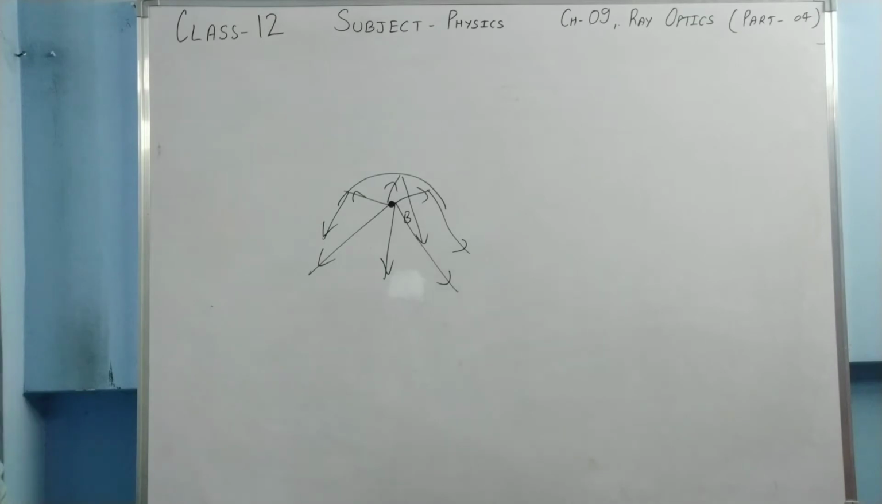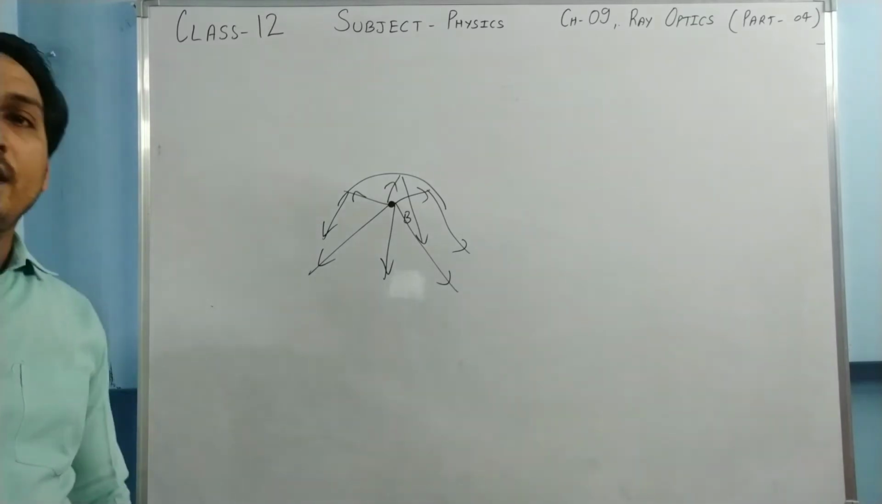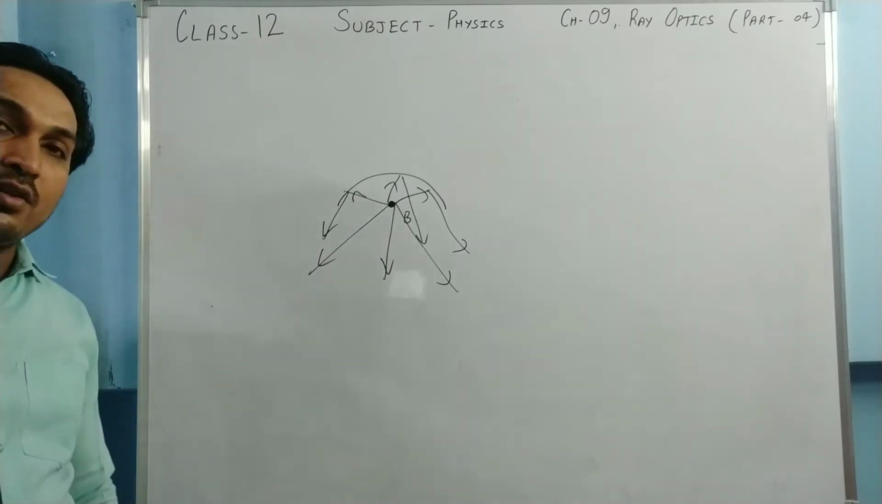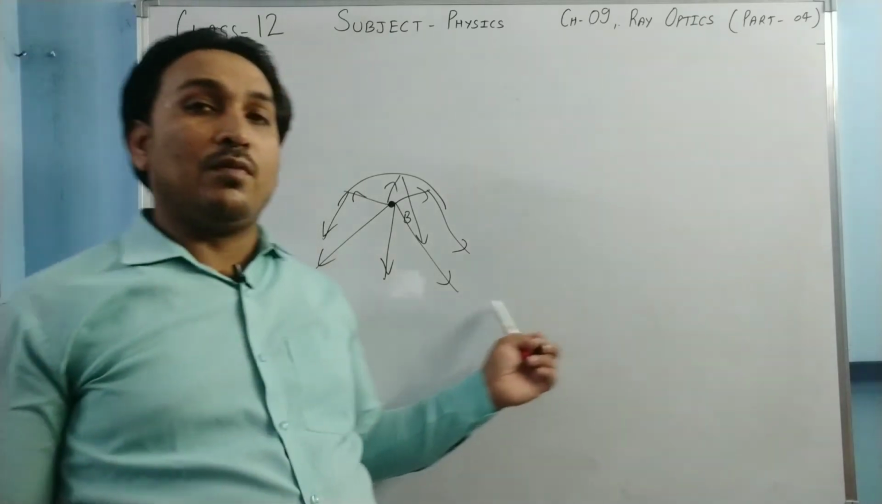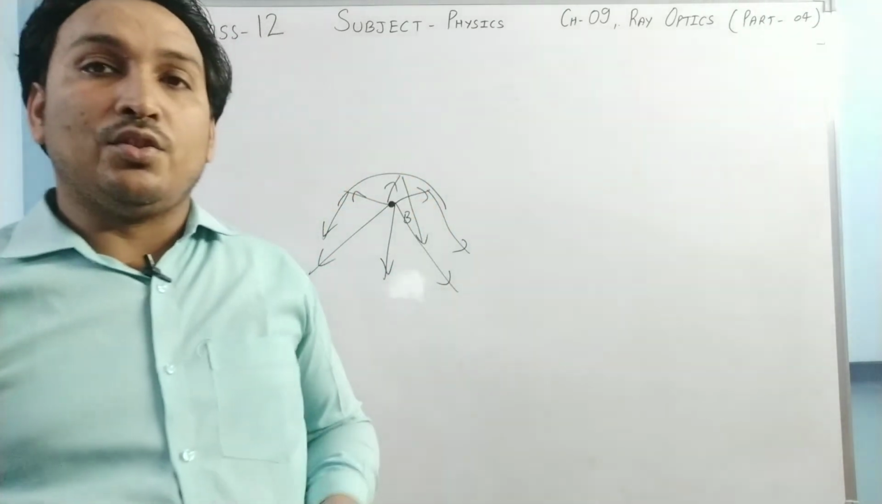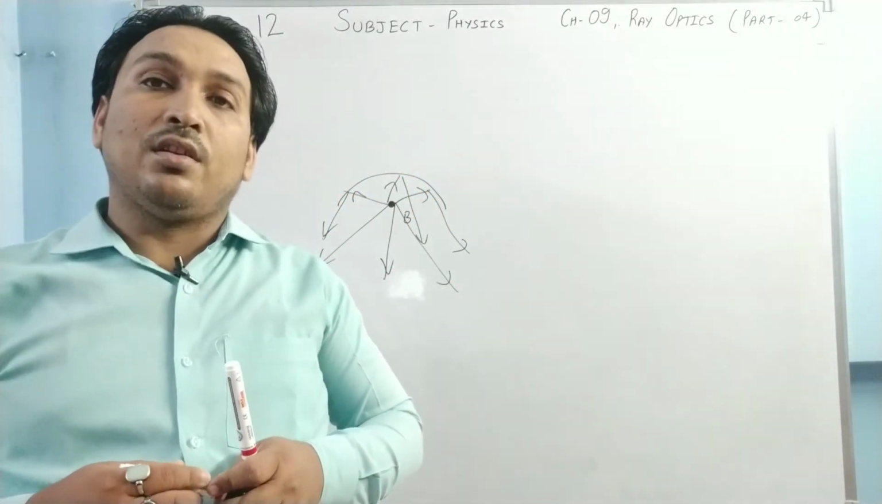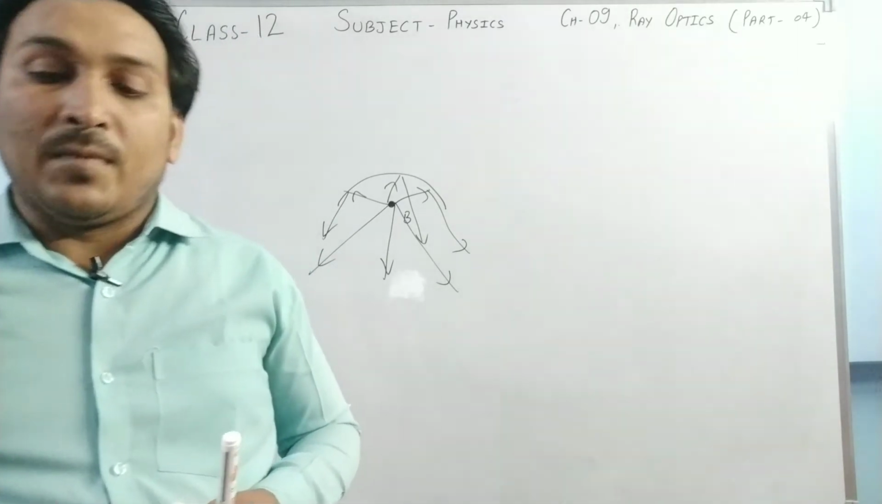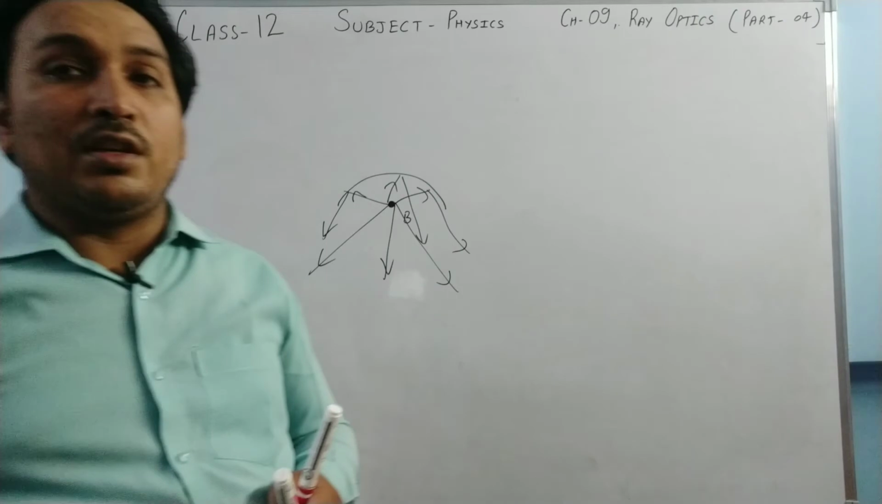So this is how this concave mirror is used in headlights of the car or in street lights. Is it clear? Concave mirrors are also used in dentist clinic, as I have told you. It is used in shaving mirror and makeup kit mirror. So, okay, where are the convex mirrors used?